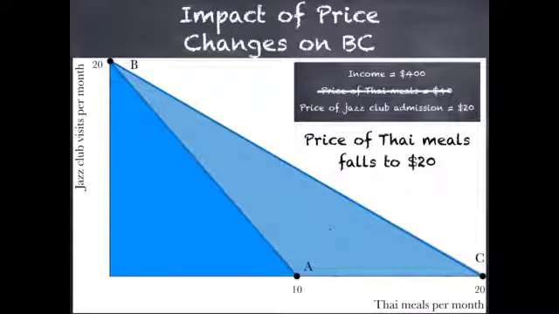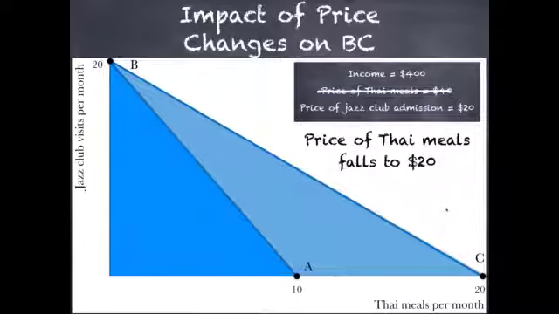And this lighter blue section here represents the increase in the opportunity set caused by the fall in the price of Thai meals. So under the original price, this darker blue area was our opportunity set. With the fall in Thai meal prices and the halving of it, now we can purchase twice the amount of Thai meals per month if we spend all our money on Thai meals. And lowering the price increases the opportunities that are available for us to purchase Thai meals and jazz club visits per month.